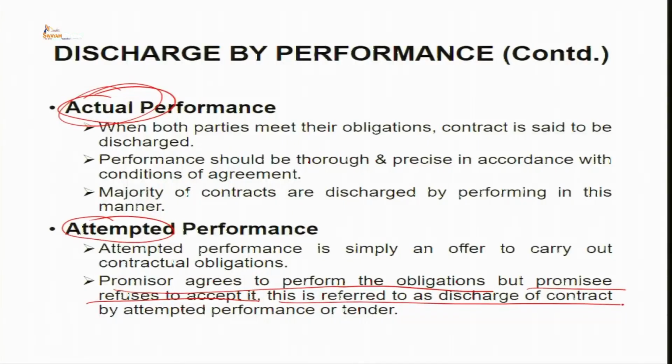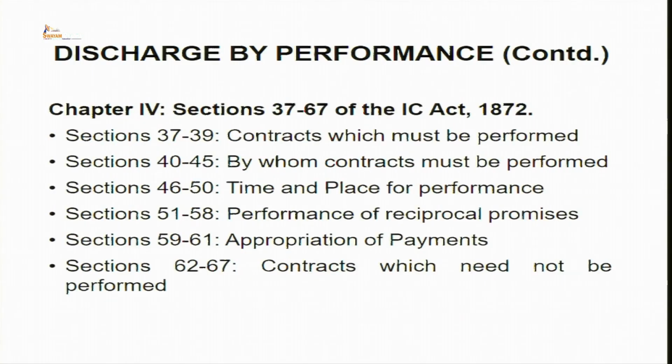This is referred to as discharge of contract by attempted performance, or what we are also aware of as tender of performance. So one party is ready to tender performance from his or her side, but the other party is refusing to accept such performance. That is what we mean by attempted performance.